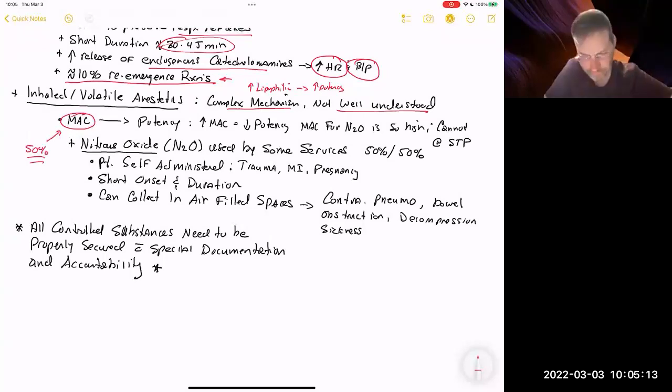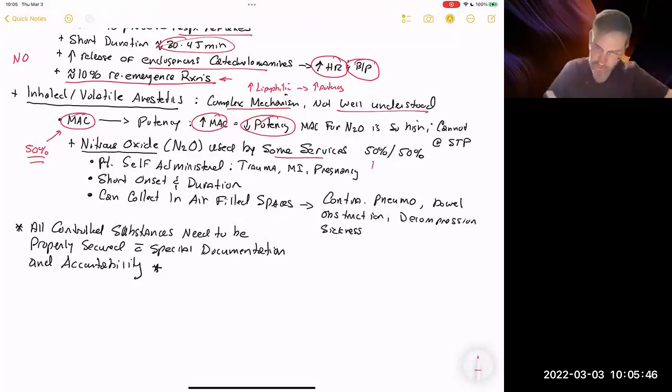All right. And the higher the MAC, the lower the potency, right? And I want to talk about a specific agent because it is used by EMS services and it is in the national curriculum. So even though we use it here next, you do have to know a little bit about it. It's called nitrous oxide, not nitric. Nitric oxide is a radical. This is N2O, nitrous oxide.